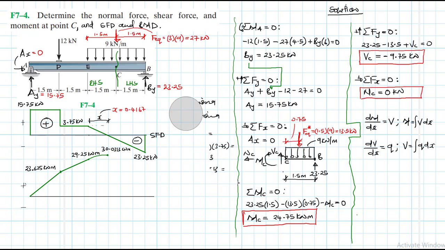So let's go to the other remaining part. This length here we just subtract from that other length we found, so it is 3 minus 0.4167, which gives us 2.5833. All right, so let's look at shear there.